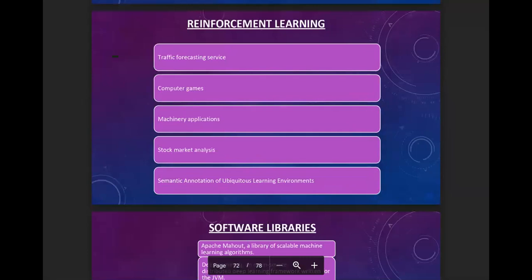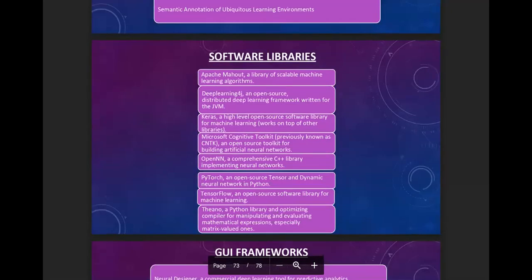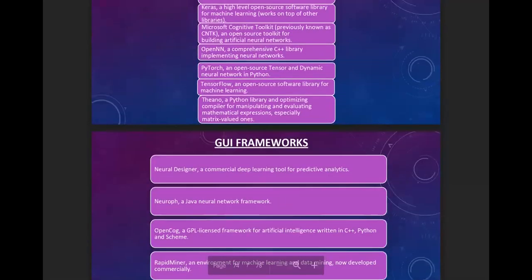Then you have reinforcement learning: traffic forecasting services, computer games, machinery applications, stock market analysis. As and when required, you put a pulse to the system so that it learns and then gives you a decision. In games, based on the opponent's move, it tries to fetch a new set of rules, and it is dynamic in nature. For that, you have various software libraries which can be used.